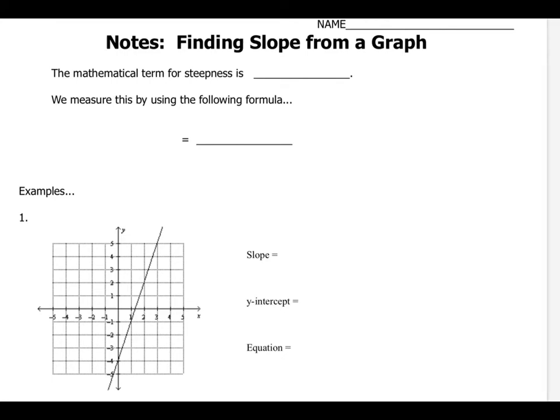All right, guys, so today we're going to look at how to calculate the slope of a line when you are not given the points, and also the y-intercept and writing the equation. The mathematical term for the steepness is known as slope, and we use the formula y equals mx plus b. Remember that the m stands for slope, the b stands for y-intercept, and x and y stand for the points on the graph. Today, all you really need to know is the m and the b.